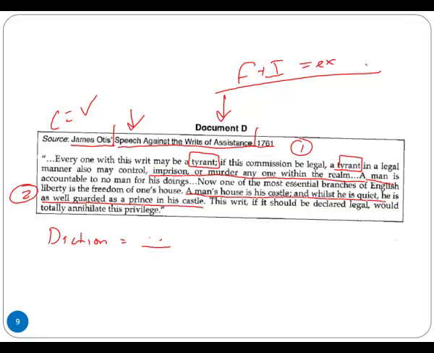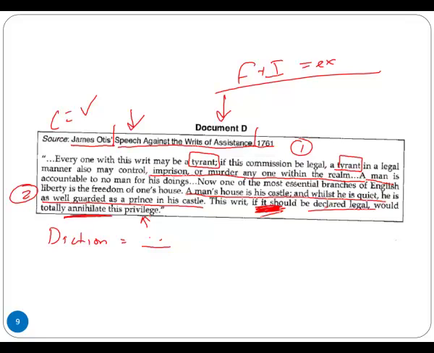Along with diction, this is like persuasion. Annihilate. Good. He's using persuasive words. Okay? Give me an example here. If it should be declared legal, it would annihilate your privilege. Okay? Annihilate is a heavy word there, meaning it's never coming back. You've agreed to it, and you can never enjoy said freedoms again.